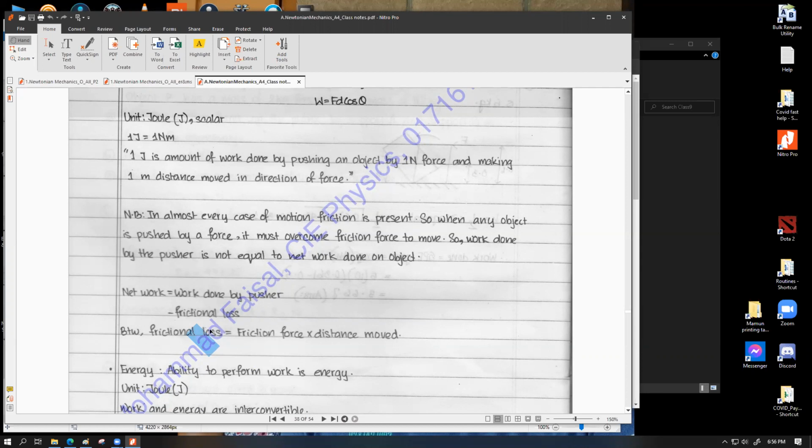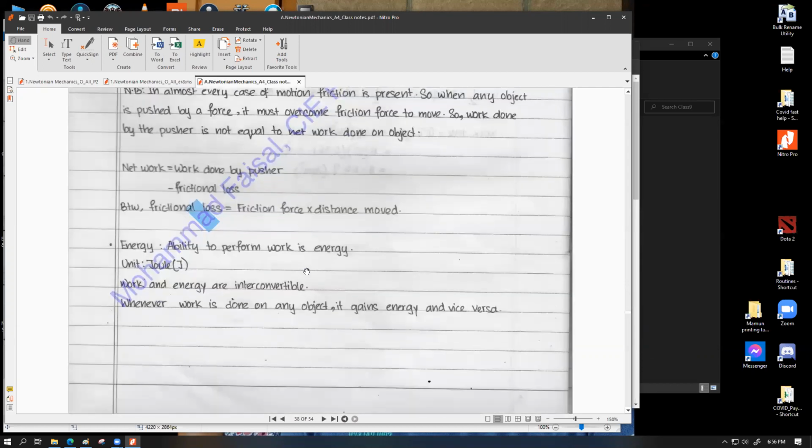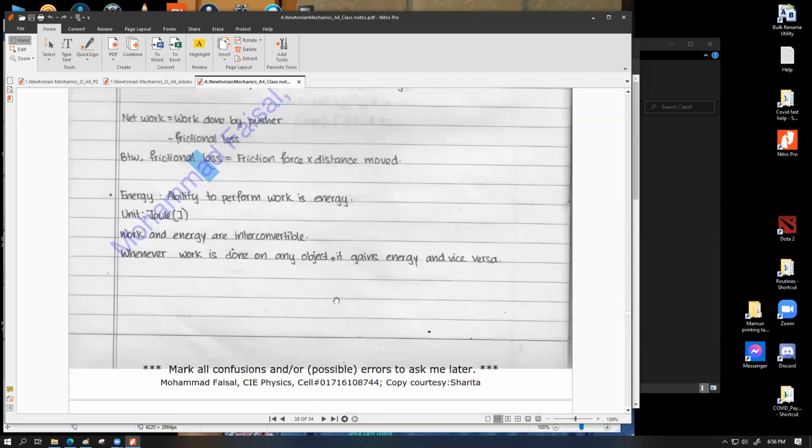So then comes the basic definition of energy. Ability to perform work is energy. That's just the qualitative definition for it, which is good enough for you. Unit is still joule. Work and energy are interconvertible. Interconvertible means what? That's given in the next sentence. Whenever work is done on an object, it gains energy, and vice versa. Vice versa means whenever any object has energy, it can do some work. So by doing work, we can give an object some energy, or if an object by default has some energy within itself, it is capable to perform some work. So that's why work and energy are interconvertible.